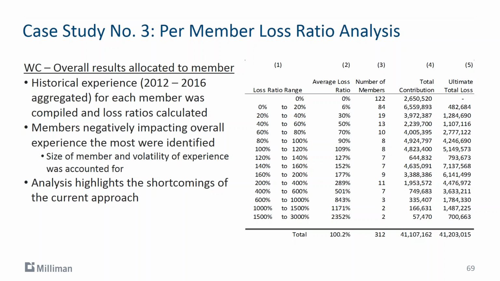Okay, so the members that were negatively impacting the overall experience were the ones that were identified in our analysis for further review. So we looked at those members that had the highest loss ratio and focused our analysis on them. And we made sure when we were looking at the members and grouping them that we accounted for not only size of member but also the volatility experience. We wanted to make sure we took that into consideration. And then our analysis really highlighted the shortcomings of their current approach, in that the loss ratio would be reduced by 18% if they selected the minimum indicated contribution amount.